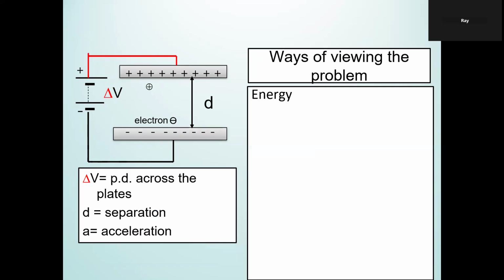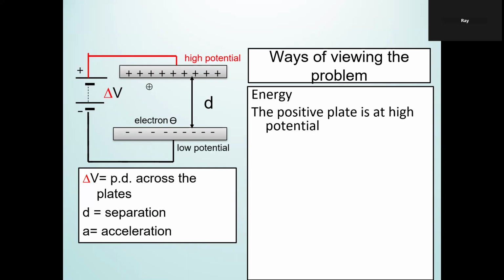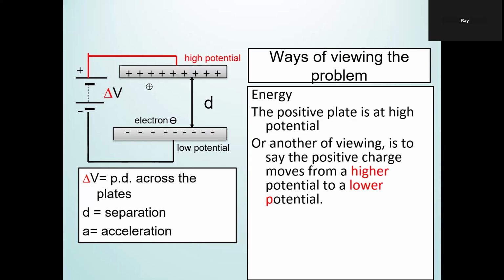Or we look at energy, right? Positive plate, high potential, negative plate, low potential. The positive plate is at a high potential. Right? So another way of viewing it is to say that the positive charge moves from a higher potential to a lower potential. Whereas an electron near the lower plate will move from a lower potential to a higher potential.